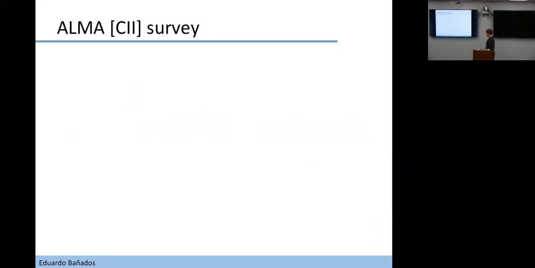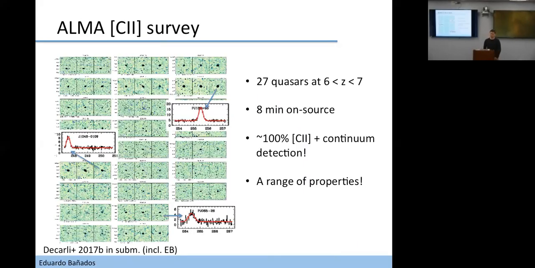Those properties I just showed you are not coming from that one quasar, but from a sample. I told you when ALMA came online, we submitted a proposal to try to study the host galaxies of a large sample of these objects. So we submitted for 35 quasars. At the end, 27 got observed.